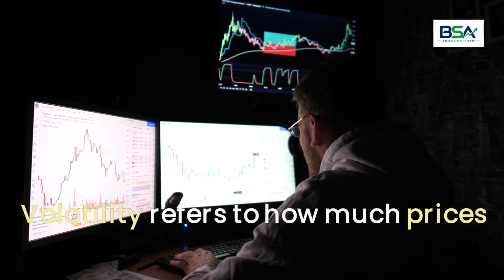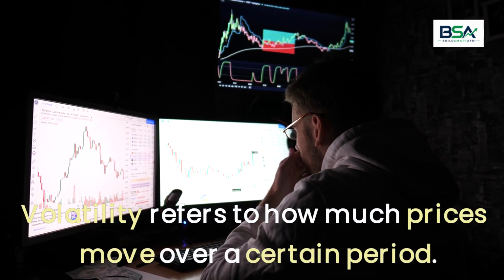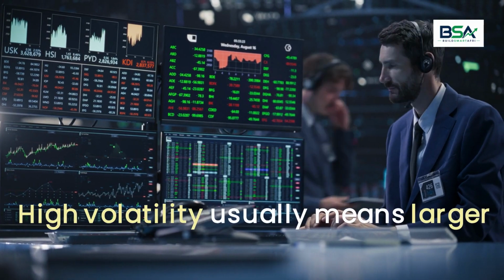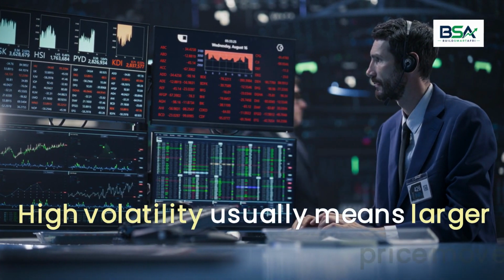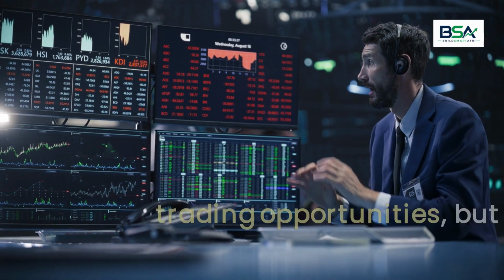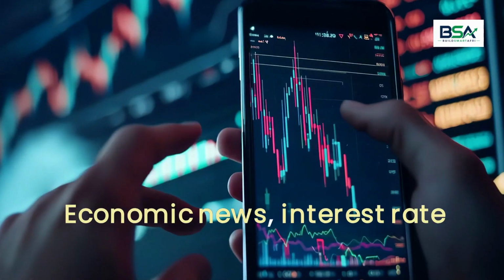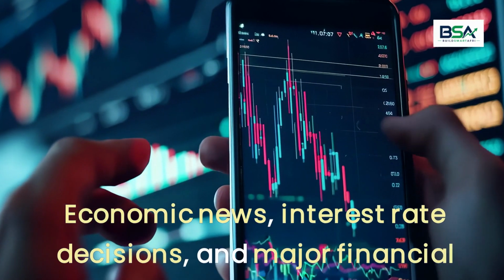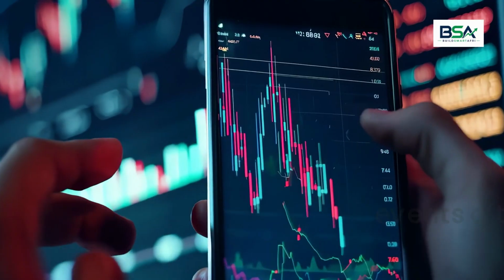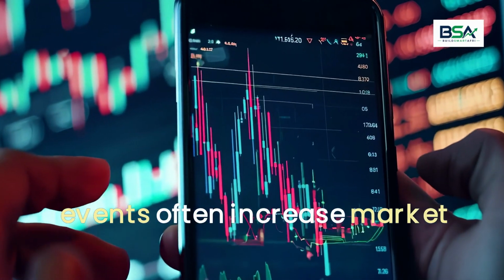Volatility refers to how much prices move over a certain period. High volatility usually means larger price movements and greater trading opportunities, but it also means higher risk. Economic news, interest rate decisions, and major financial events often increase market volatility.